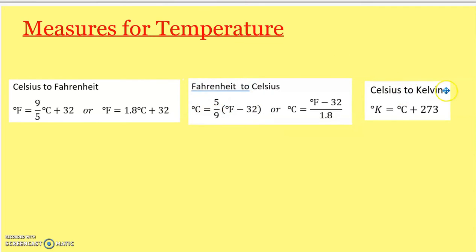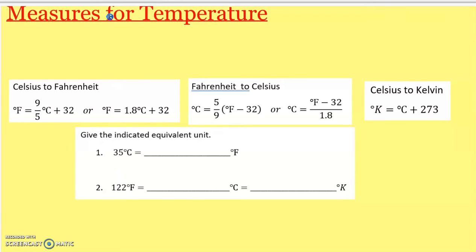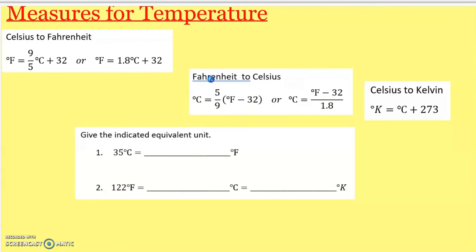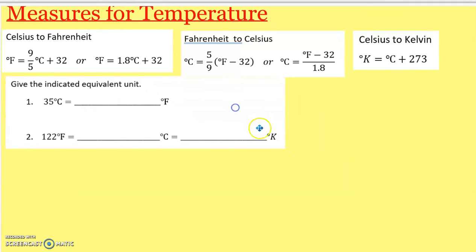And the third one is Celsius to Kelvin. The requirement is that the measure must be in Celsius before we add 273. So if it is in Fahrenheit, we convert it first to Celsius and then to Kelvin. Okay, so let's begin. So that we have more space, let's move this, and this is the given. For the first, we convert 35 degrees Celsius to Fahrenheit.